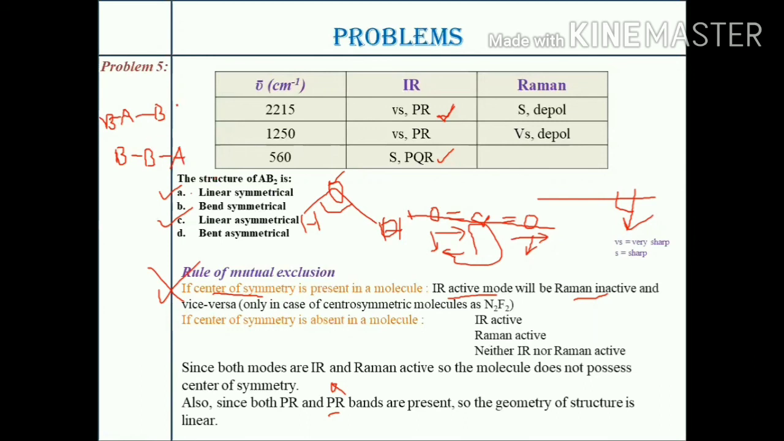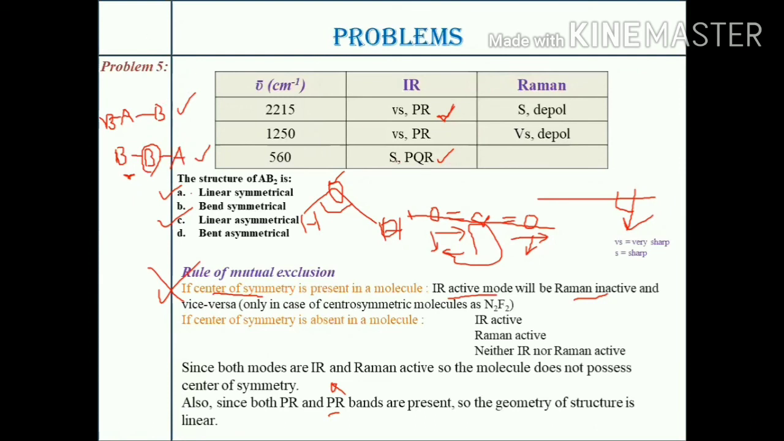Now, the first one was linear symmetrical. The second choice of geometry of the molecule is linear, but it is not symmetrical. Why? Because if I pick the central atom B and move to the left, I get a B, and if I move from the central B to the right, I get A. So definitely it is not symmetrical. So this is linear asymmetrical. So I have two choices over here. First of all, the molecule is linear, which we have concluded from these PR and PQR bands.